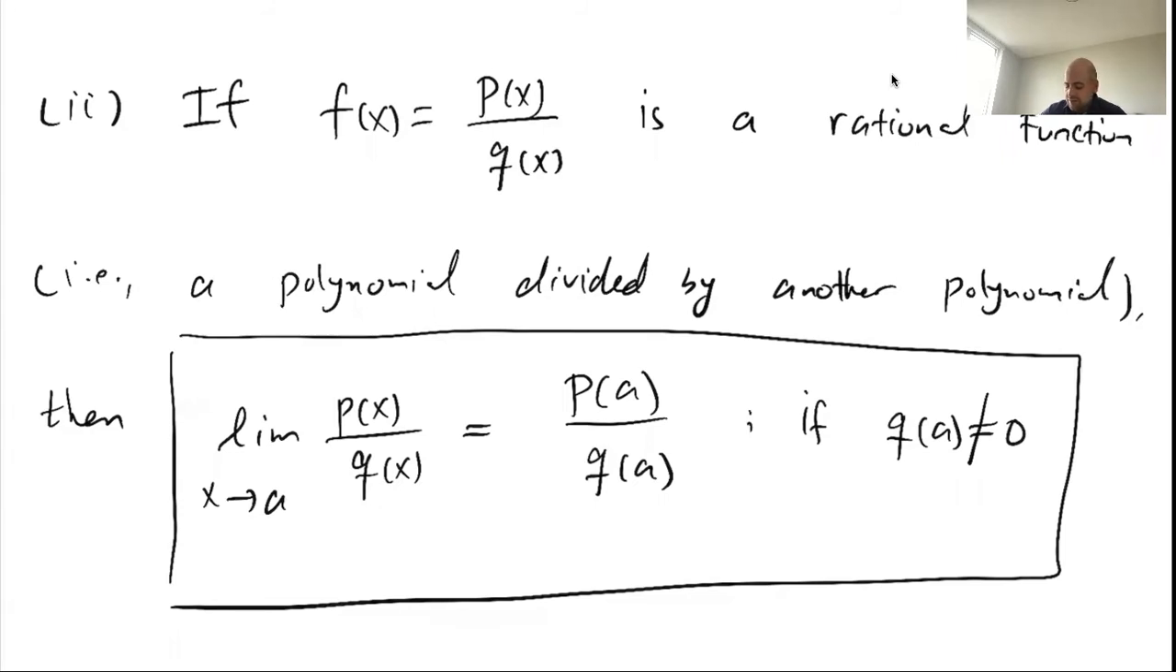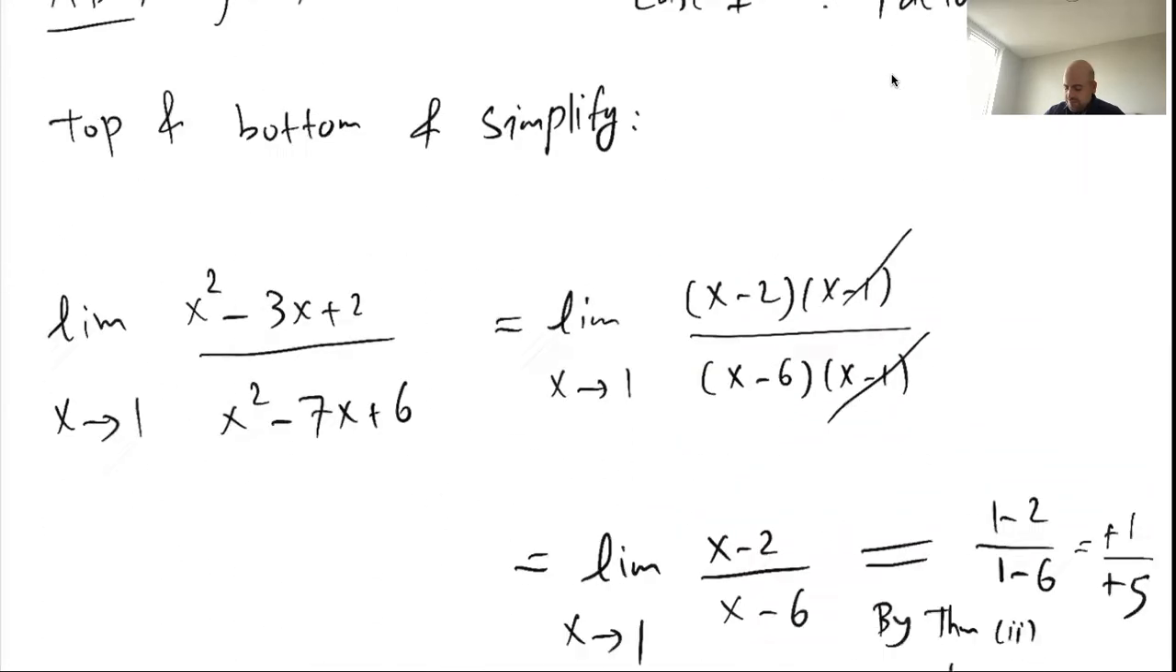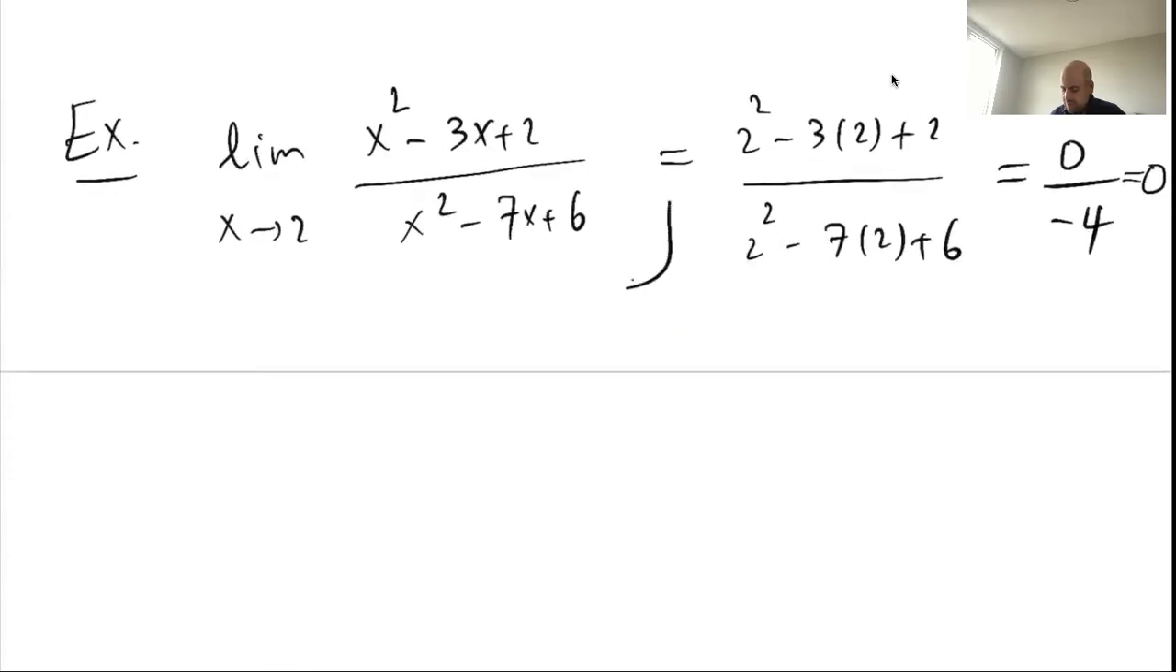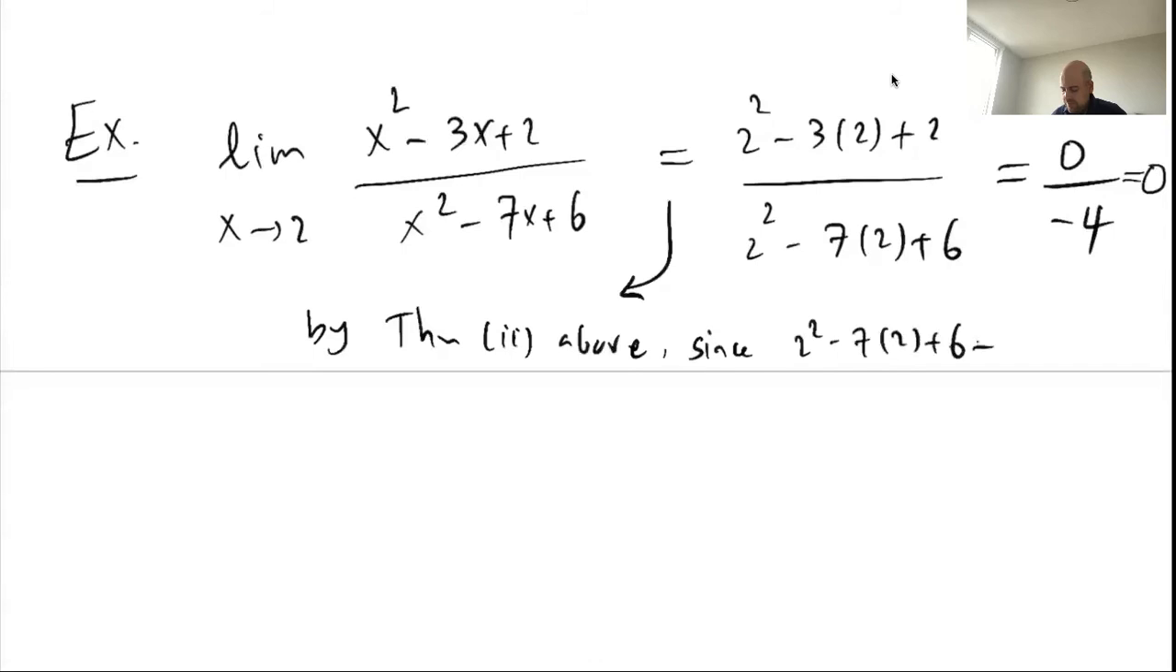The only requirement in this rule is that the denominator at a must be non-zero. If the numerator is 0, that's okay. So according to this rule, we can just simply replace x with a. So maybe I can mention here that by theorem 2 above, since 2 squared minus 7 times 2 plus 6 is not 0.